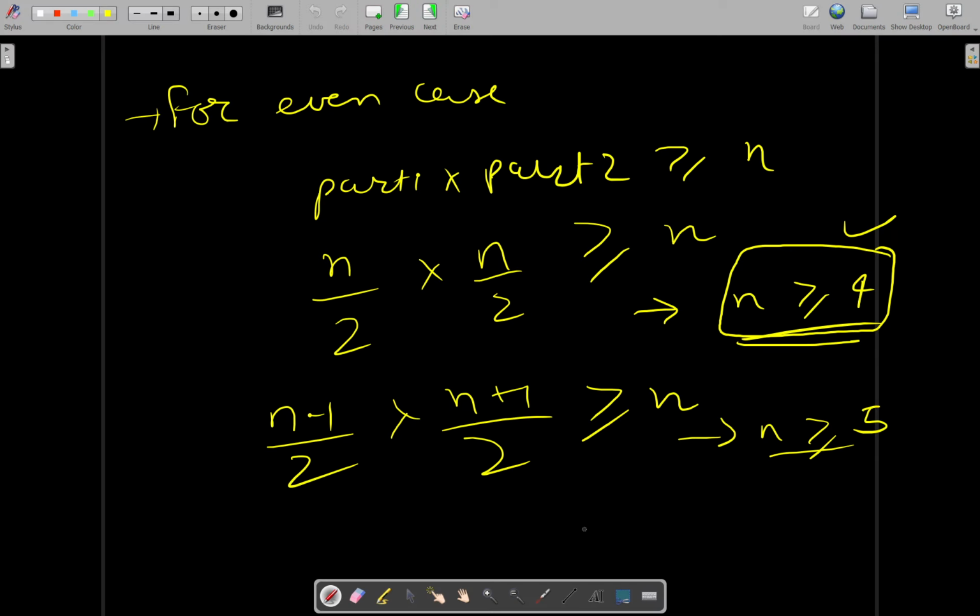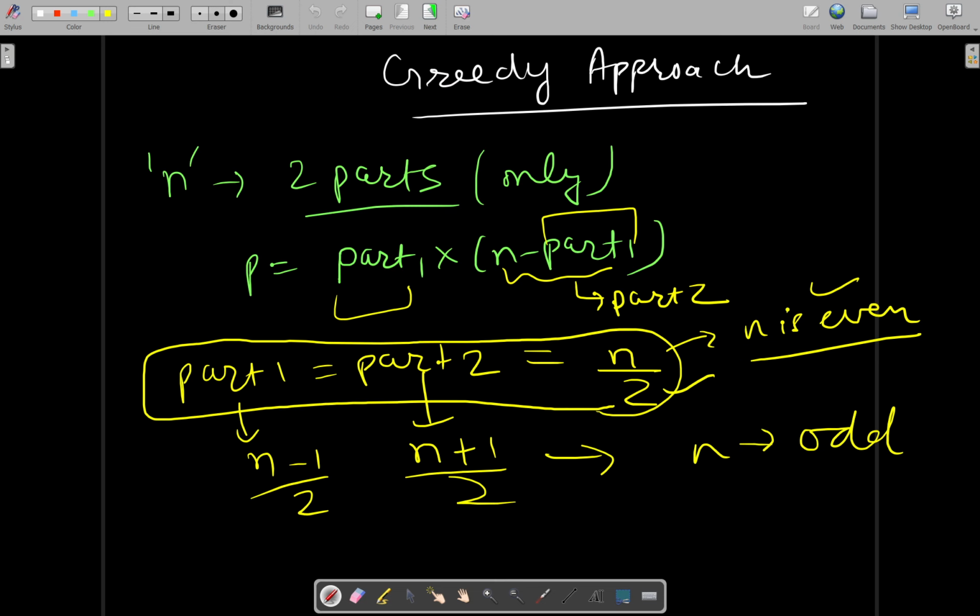So I will explain once again. So the logic was pretty simple. You try to split your parts initially into two parts and see how we will be able to get maximum product. So maximum product can be achieved in these two cases for even and odd n. Okay, and these two cases.